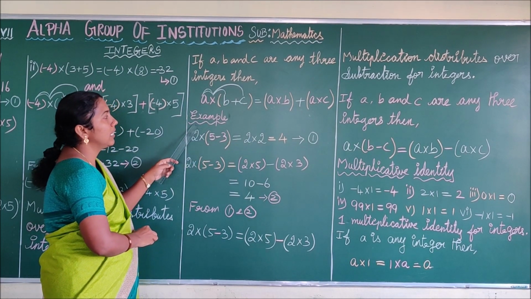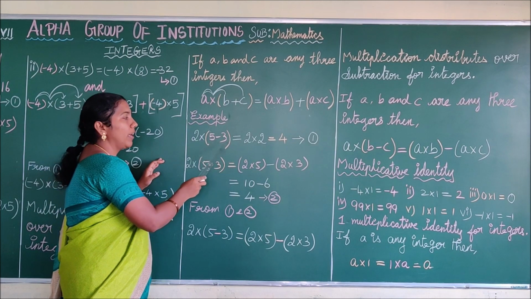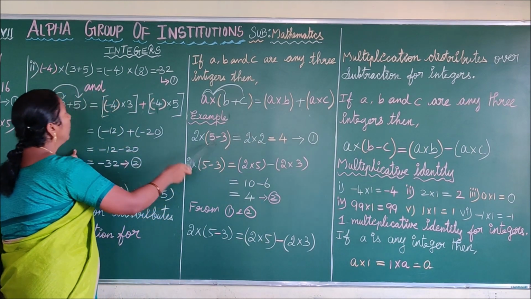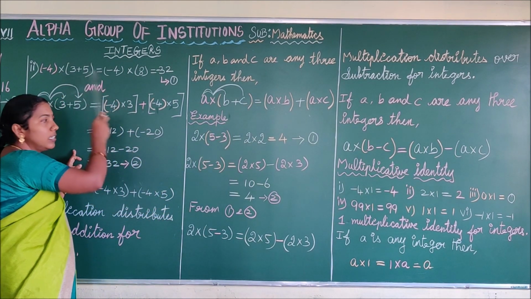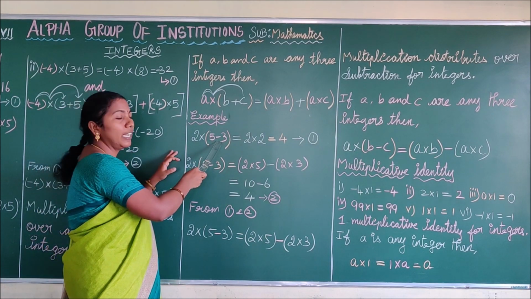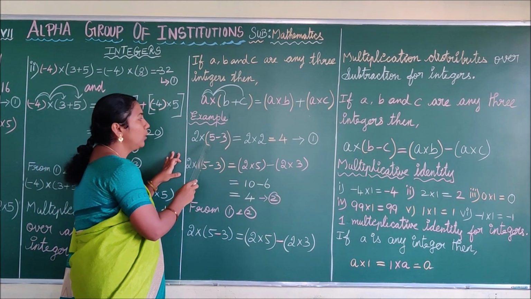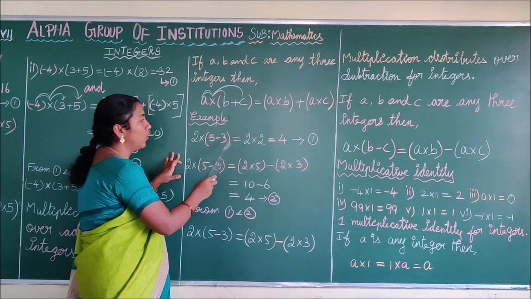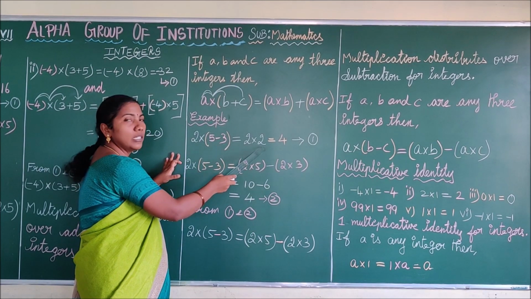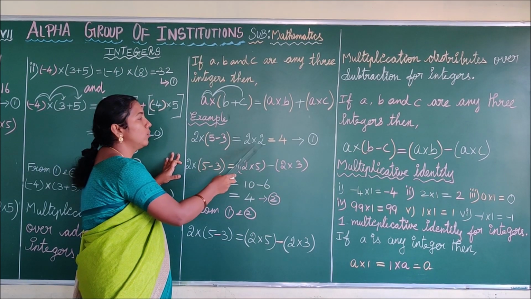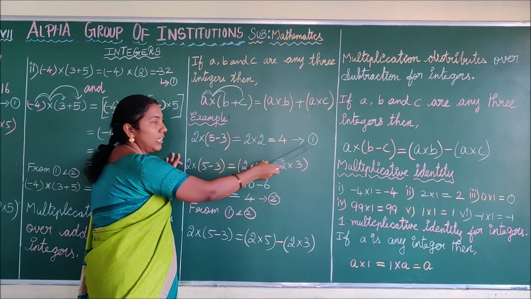See the next example. 2 into 5 minus 3. Here, children, we have taken the operation addition inside the bracket. Here we have taken subtraction. 2 into 5 minus 3, which is equal to 2 into the value of 5 minus 3. What is your answer? 2. So multiply 2 with 2. 2 2s are 4. Let it be equation 1.